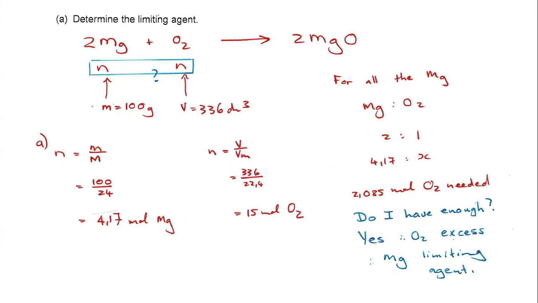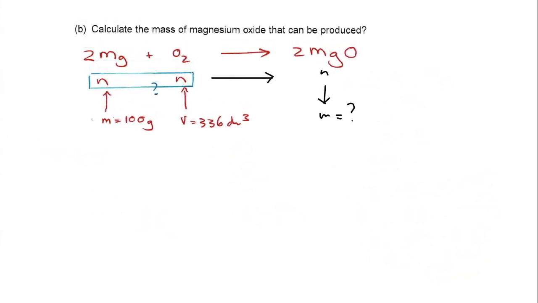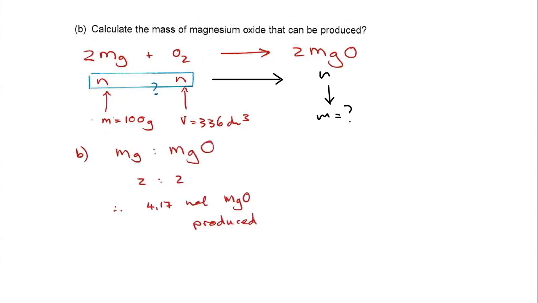In future, we are not going to work with the oxygen because that is in excess. We are going to work with the magnesium, that is our limiting agent. In B, they ask you to calculate the mass of the magnesium oxide that can be produced. So remember, oxygen is in excess. We're going to ignore that one. We're going to work from the magnesium, that is our limiting agent, to determine the number of moles of magnesium oxide. And then we just need a quick conversion for mass.